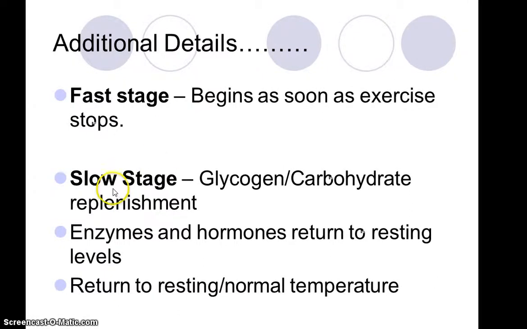The slow stage, just to be aware of, we're also thinking about glycogen and therefore carbohydrate replenishment during that stage. Our glycogen stores are being replenished. Enzymes and hormones return to their resting levels. So think about the work that we've done previously and the role that enzymes play in our energy systems and their role within the muscle cells and such like. Under extreme circumstances during exercise, their activity is increased and different hormones are released, as we're aware. Those return to resting levels, and importantly we return to a normal or resting body temperature.